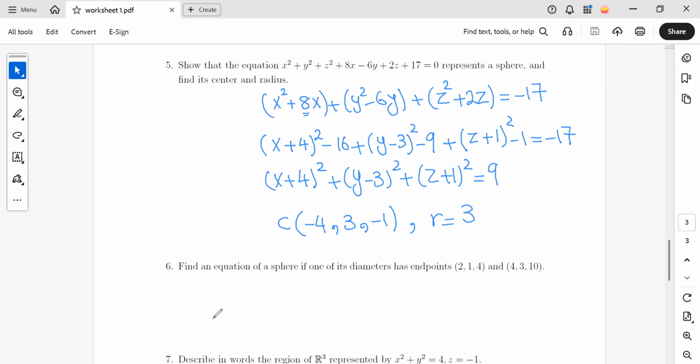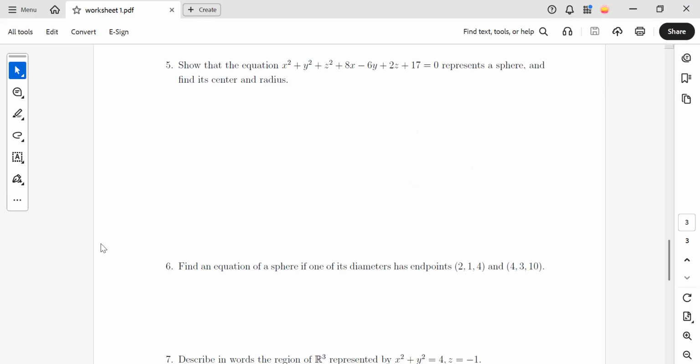Number 6, find an equation of a sphere if one of its diameters has endpoints (2, 1, 4) and (4, 3, 10). So we know what diameter means. Let's write here. We know that the radius is half of the diameter. In order to find the diameter, we are going to find the distance between these 2 points, because the 2 points are the endpoints of the diameter.